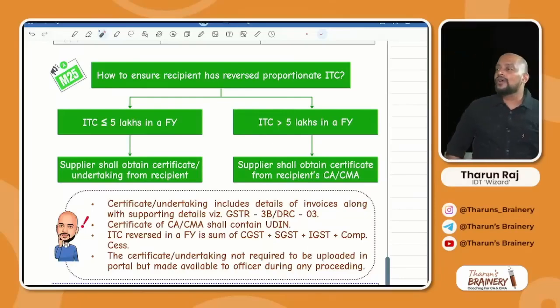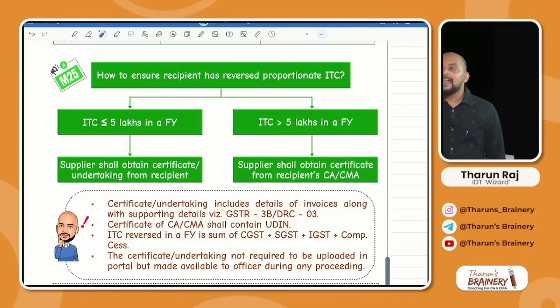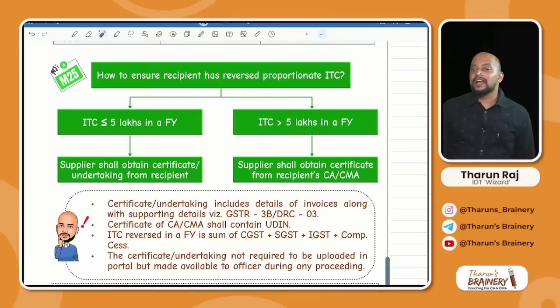Otherwise what will we do? One certificate the recipient will get, and he will take a photocopy of that and distribute it to all the suppliers, to whomsoever it may concern: my client so and so person has reversed the ITC. Like that, one document they will get from a CA-CMA and they will Xerox it and give it to all the suppliers. No, not allowed. For every supplier, they need to get a separate certificate, and every certificate should have a separate unique document identification number. And ITC reversed in a financial year.